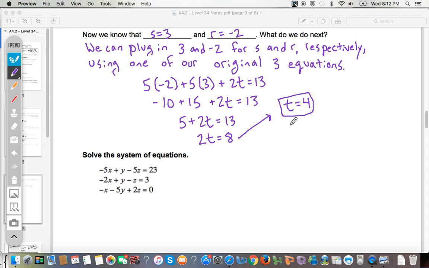So I'll circle that answer. My s equals 3 down here, and my r equals -2. And more often than not, you'll see the answers written in brackets just like this, in order. -2, 3, 4. That's good too.